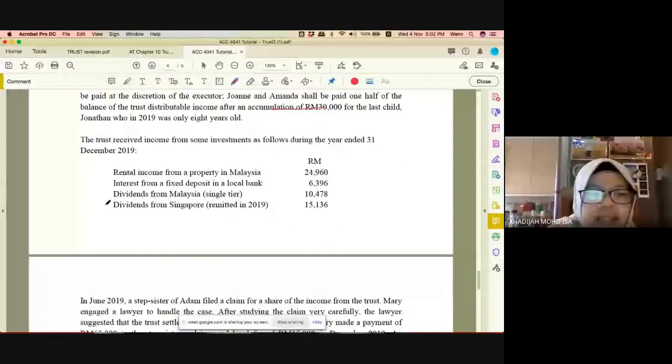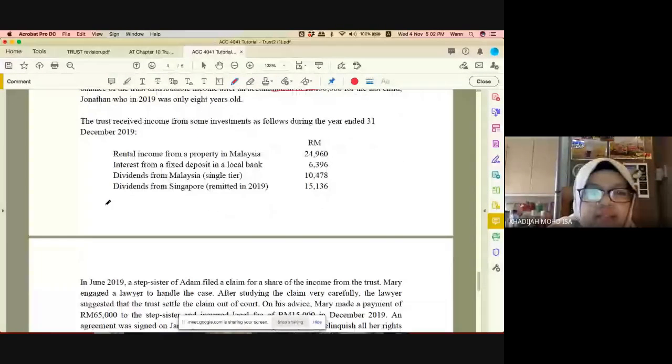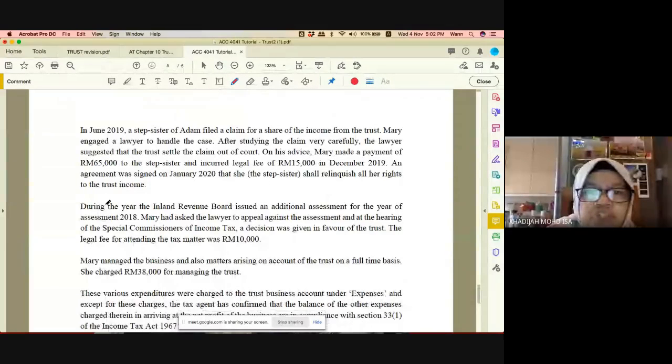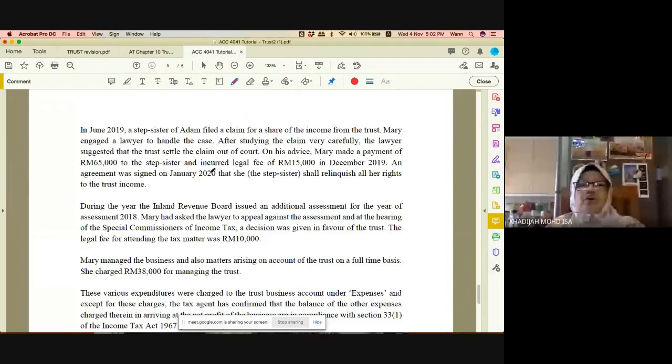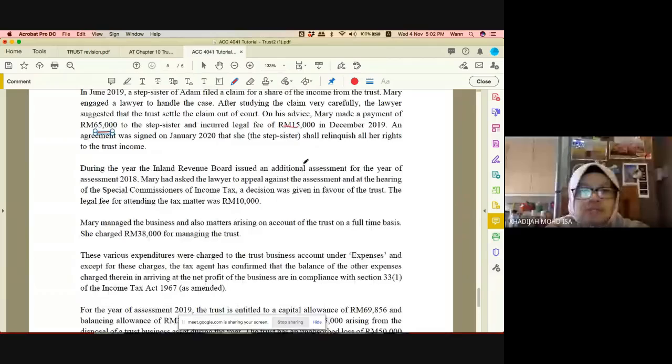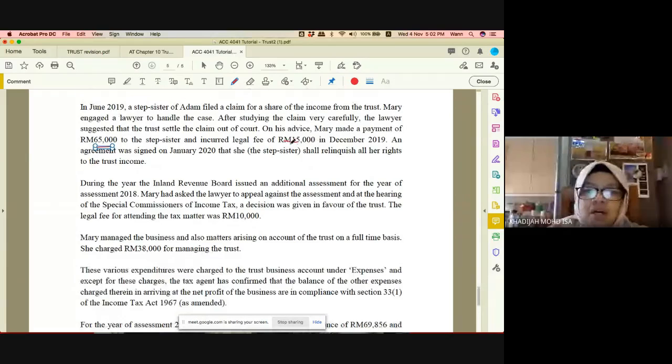Okay, now you have rental income. Then the story: a stepsister filed a claim for a share of the trust income. Mary engaged a lawyer and then studied the claim carefully. The lawyer suggested that the trust settle the claim out of court. On his advice, Mary made payment of 65,000 to the stepsister, and incurred legal fee of 15,000. An agreement was signed and she shall relinquish all her rights to the trust income. Okay, so that is one story, right? You had the payment of 65,000 and 15,000 out of the trust income. Out of the trust, yeah.